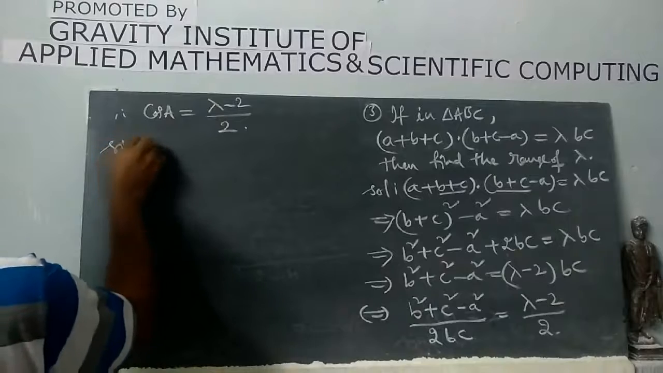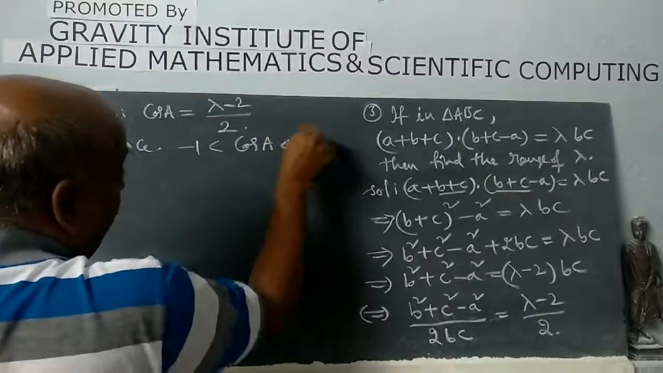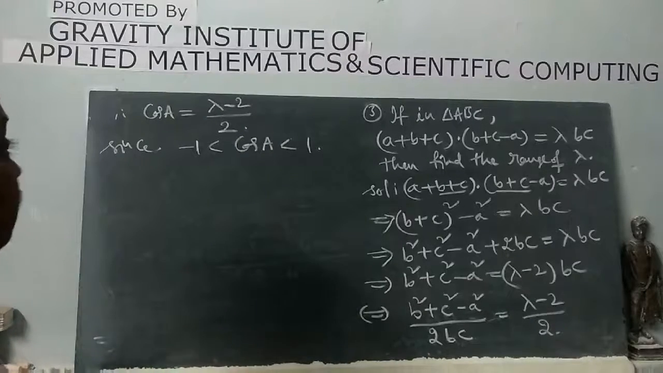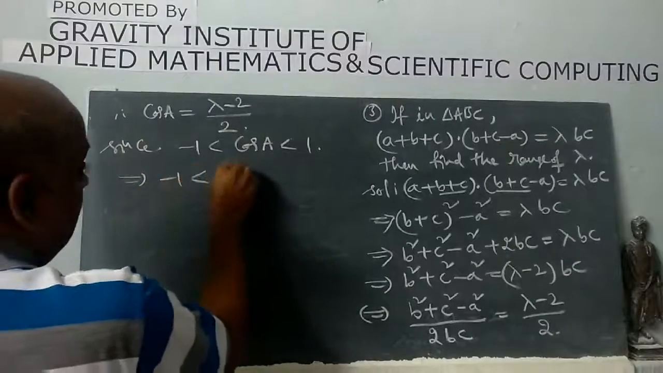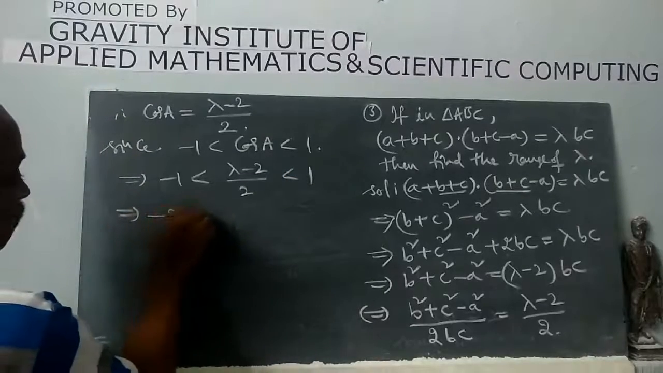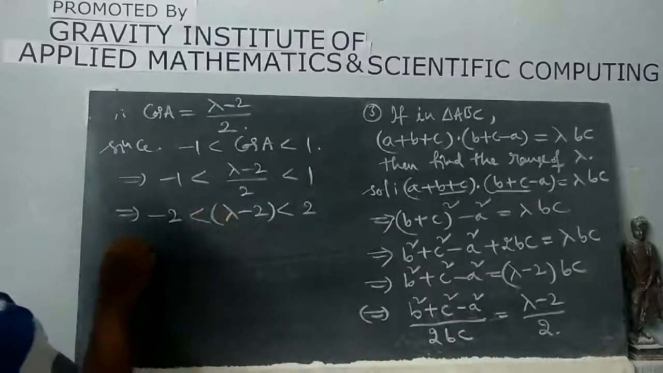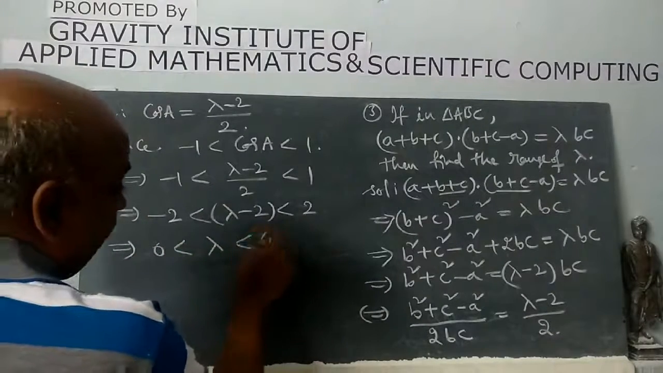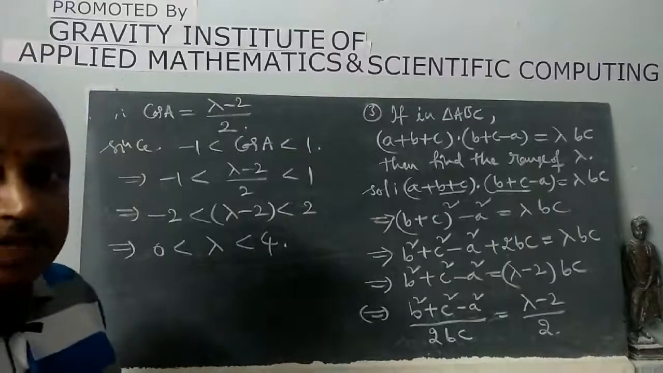Since minus 1 is less than cos A is less than 1, cos theta always lies between minus 1 and plus 1, which is equal to (lambda minus 2) by 2. So this implies minus 1 is less than (lambda minus 2) by 2 is less than 1. So minus 2 is less than lambda minus 2 is less than 2. Adding 2 to this inequality, 0 is less than lambda is less than 4. So the range of lambda is (0, 4). Our lambda value lies between 0 and 4.